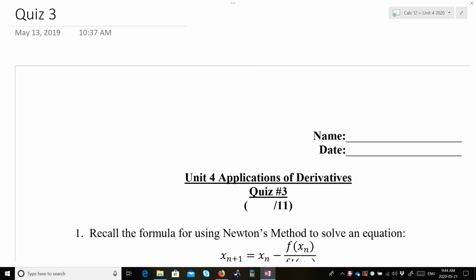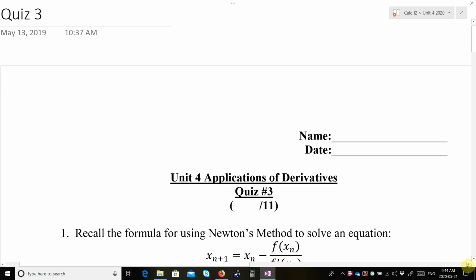Quiz 3 and Quiz 4 are really like the study guide for the unit test for Unit 4 on applications of derivatives. In fact, I think pretty much every question that appears on the test appears on these quizzes, maybe in a slightly different form, slightly different question. Same type of question, just different numbers. Okay, so let's start off with going over Quiz 3.